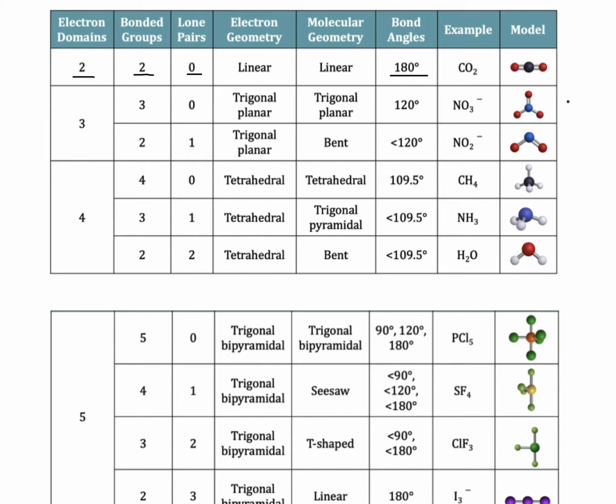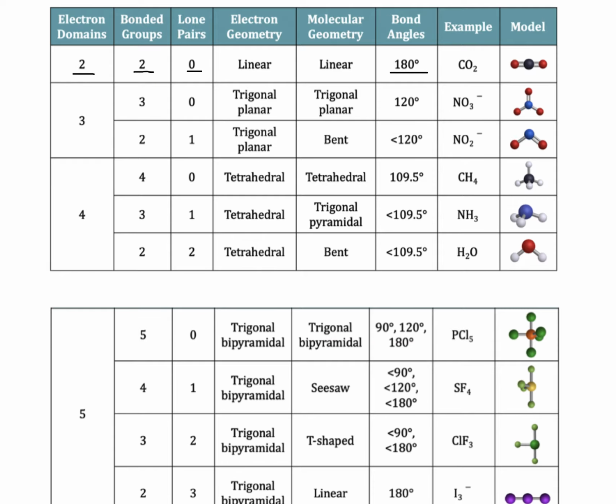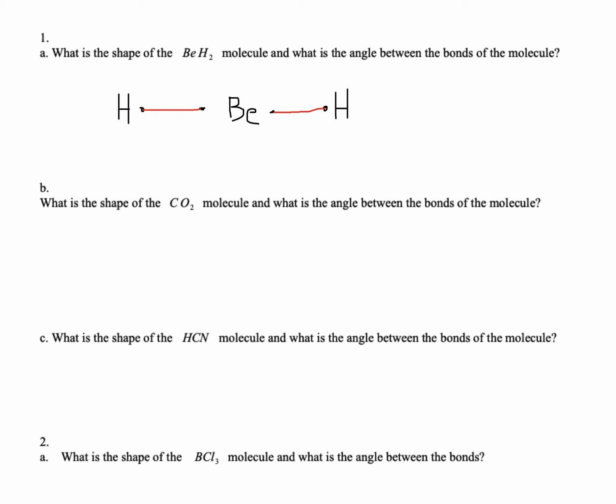The angle between the bonds is going to be 180 degrees. In mathematics, that is called a straight angle. And what they're talking about is the angle between the right side here of the beryllium and the left side. That's going to be 180 degrees. So this is a linear molecule.